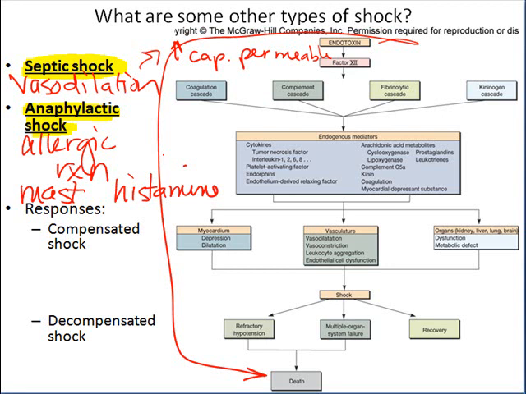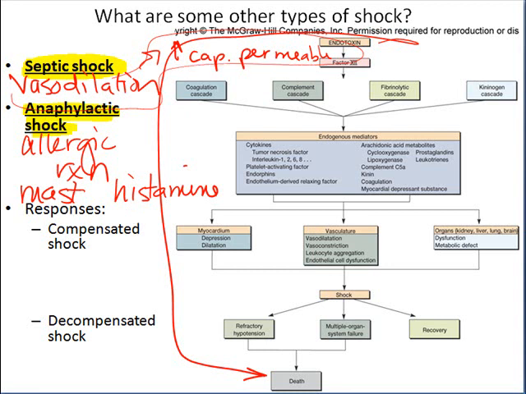Sound familiar? Should sound like what I just said happens in septic shock too. Okay, histamine, this is really important. You'll hear me say this again when we get to the immune system. Two key things histamine does: increase capillary permeability and induce vasodilation. Again, the problem with that is now I'm not getting enough fluid being returned to the heart, and I can go into shock. The body can respond in a couple of different ways to shock.